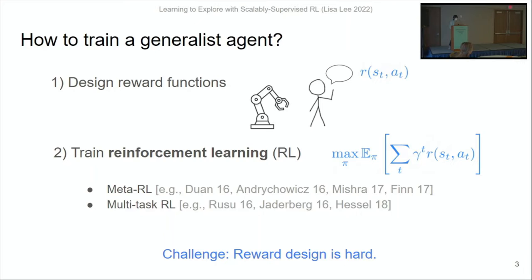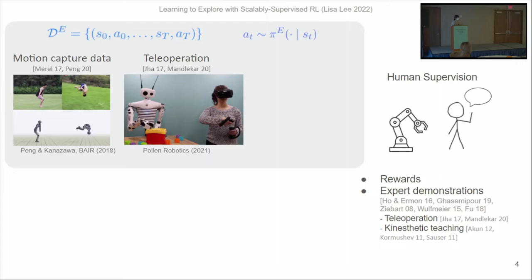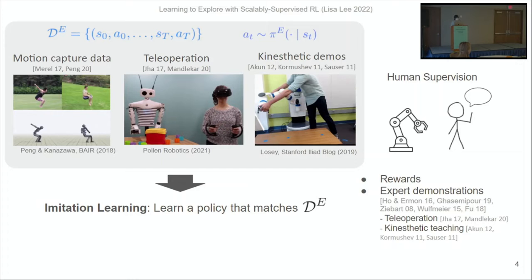What are other ways to supervise an RL agent? Instead of relying on reward functions, we can also learn to imitate some expert behavior from demonstrations. These demos consist of trajectories performed by an expert policy, and they can be obtained from various sources such as motion capture data, teleoperation, or kinesthetic demos. Then we can run imitation learning algorithms to learn a policy that matches the expert behavior.